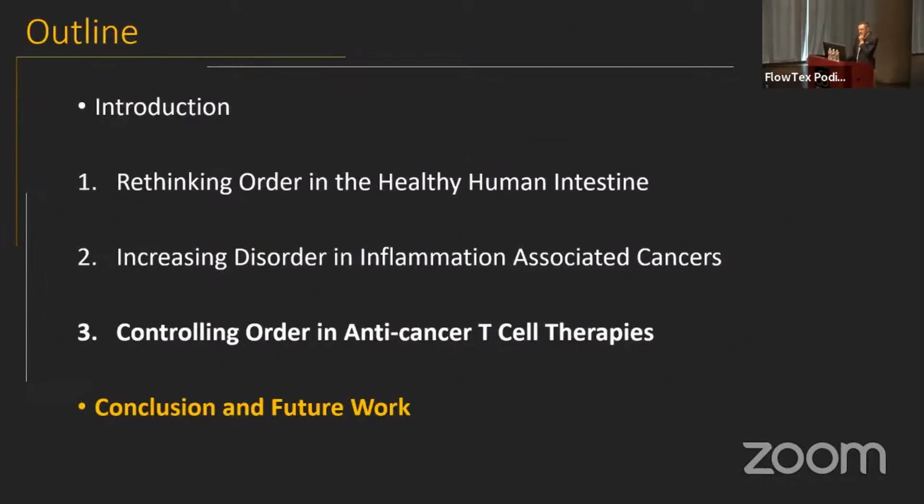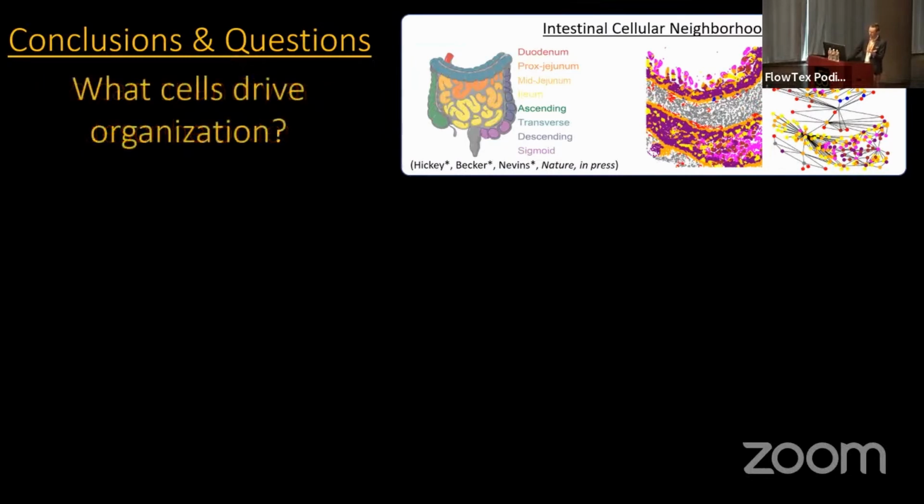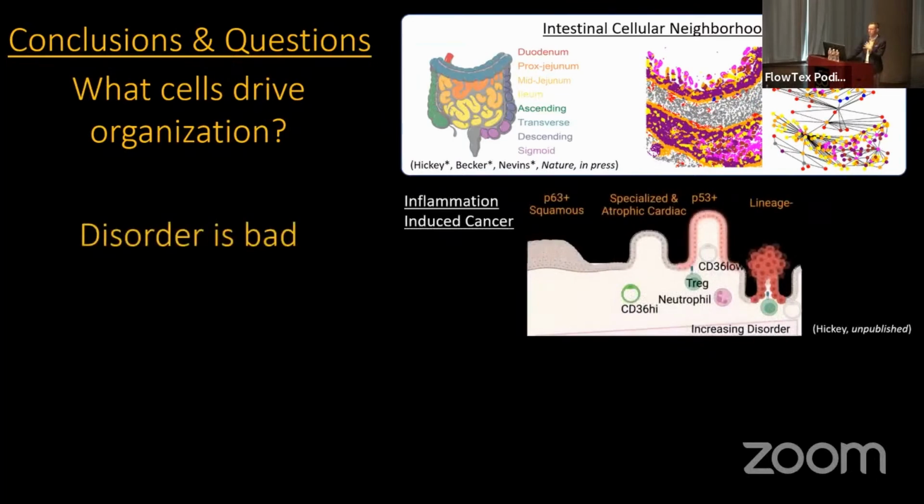So I'm just going to conclude now with some overall conclusions. I hope I showed that we can use these imaging methods to describe individual cells and quantify the order of a system. And this is actually important to the organization and understanding cellular mechanisms. I think we still have a long way to go in terms of how we think about what cells are driving this organization.